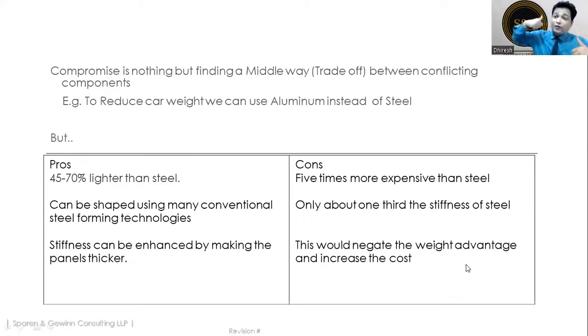So it will increase the cost further because we are increasing the thickness as well, and lose the weight advantage. Ultimately, we are doing all this exercise to reduce the weight so that the fuel economy can be improved. And if you increase the thickness of the aluminium just to increase the stiffness, ultimately it will negate the entire weight advantage we are talking about. So there is always this trade-off whenever we find a middle way. There are pros and cons.